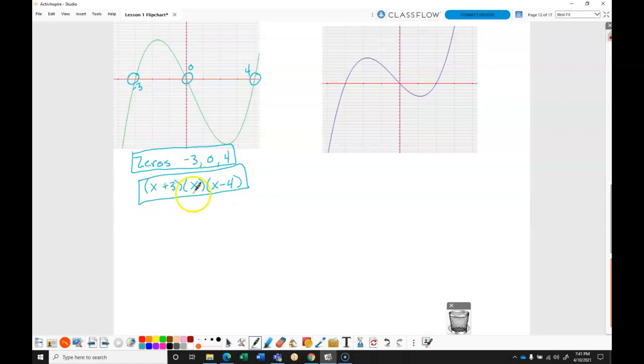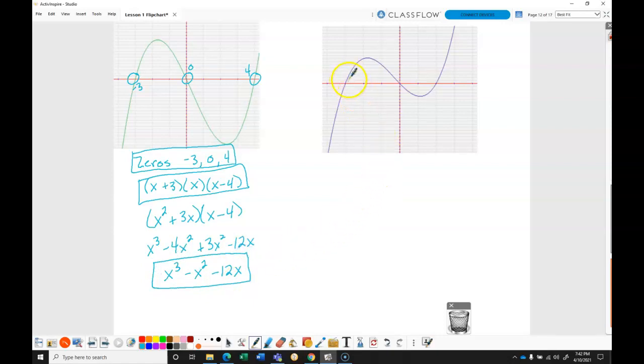I'm going to multiply the first two together. So that gets me x squared plus 3x. And now I can multiply it by the last factor. So x squared times x, I'm getting x cubed minus 4x squared plus 3x squared minus 12x. And when I combine like terms, I get x cubed minus x squared minus 12x.